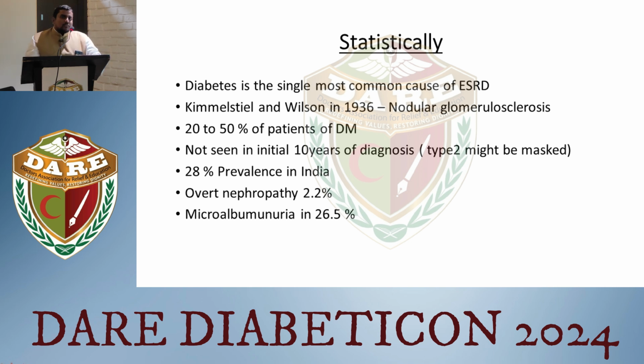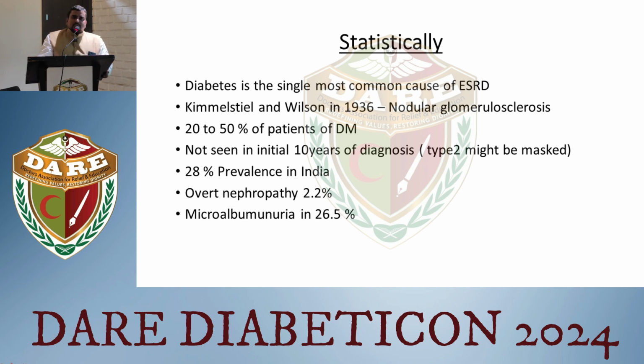Statistically, the most common cause of end-stage renal disease is diabetes, whether globally or in the Indian scenario. Today's topic being diabetic kidney disease, usually the presentation is 10 to 15 years post diagnosis of diabetes. This is true with type 1, but in type 2 diabetic patients, since the diagnosis is vague, it can present at any time. 20 to 50% of patients with diabetes have diabetic nephropathy down the line, with 28% prevalence in India. Among them, 40 to 50% land up in dialysis-dependent renal failure.